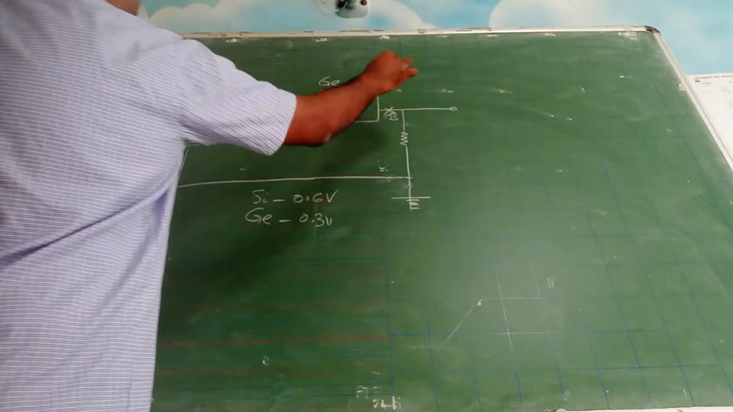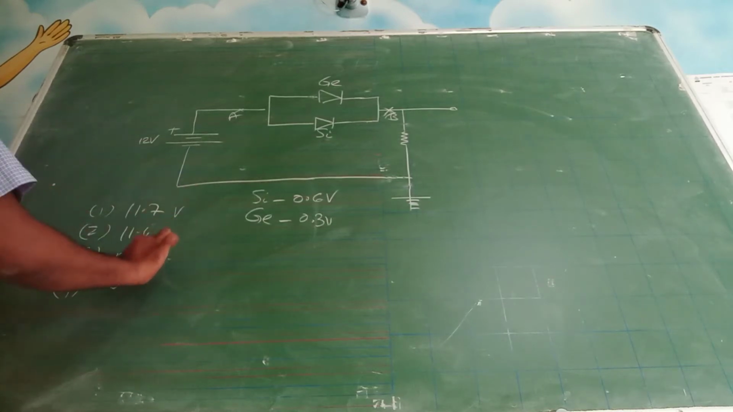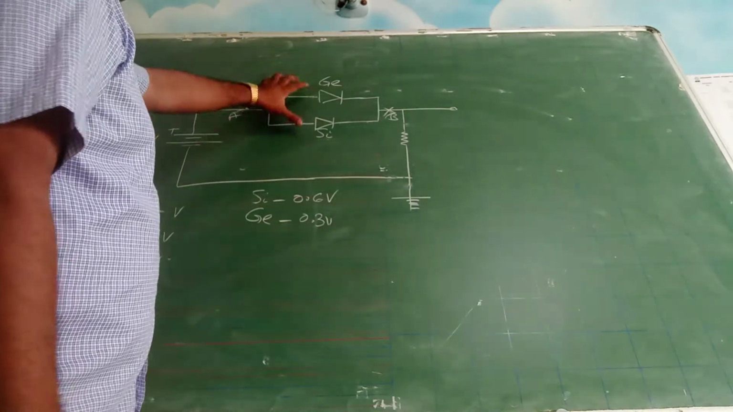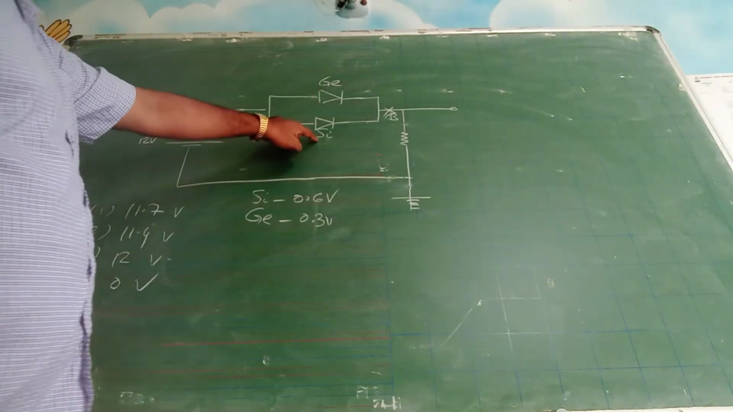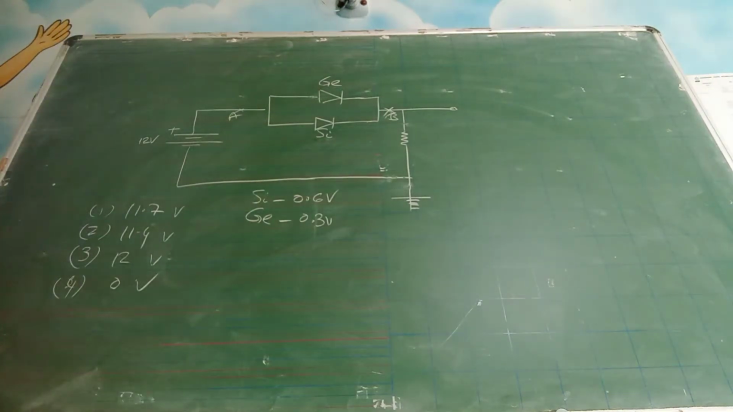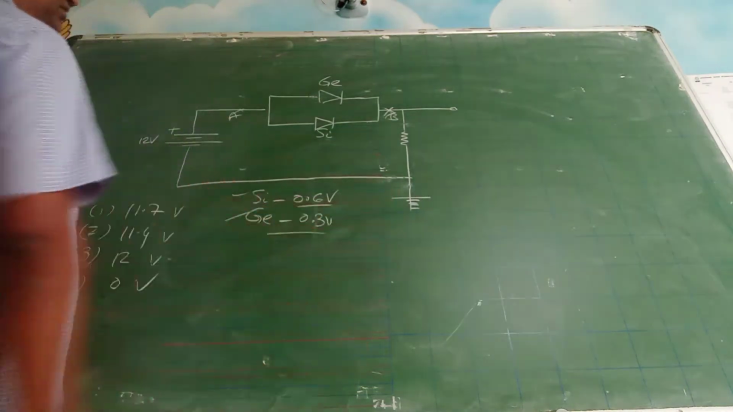Point A, B. So the options are given in volts. The circuit is given like this, in which one silicon PN type diode is connected, and another is connected with germanium type, and the potential barriers of silicon and germanium are given, and you have to tell what is the potential drop from A to B. Here the silicon is 0.6 volts and germanium is 0.3 volts.